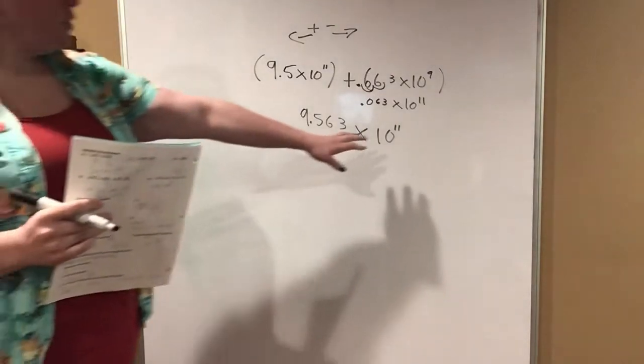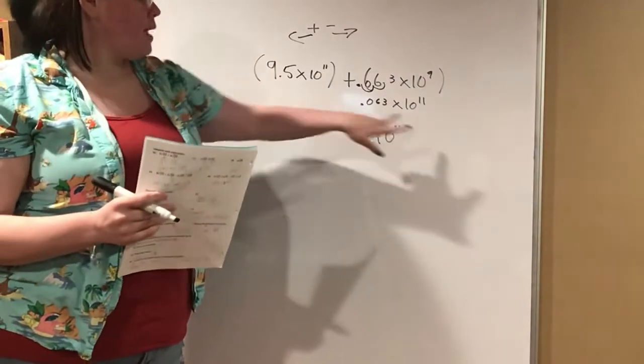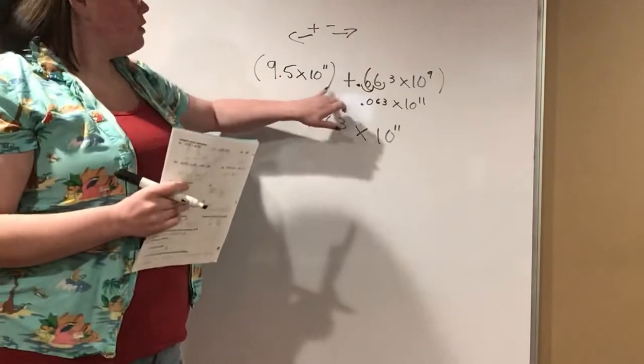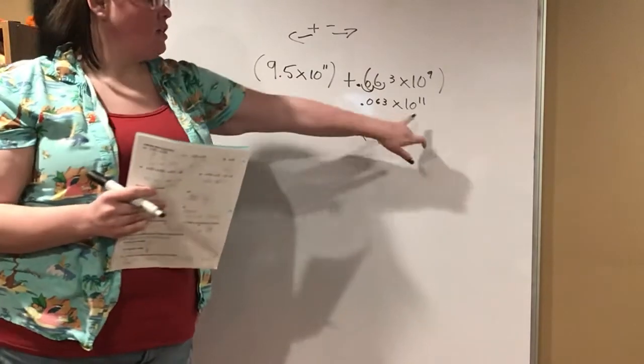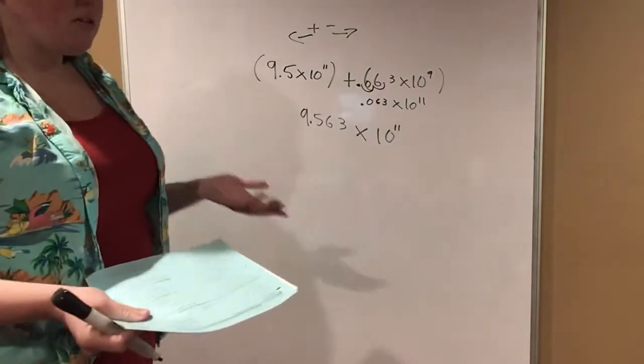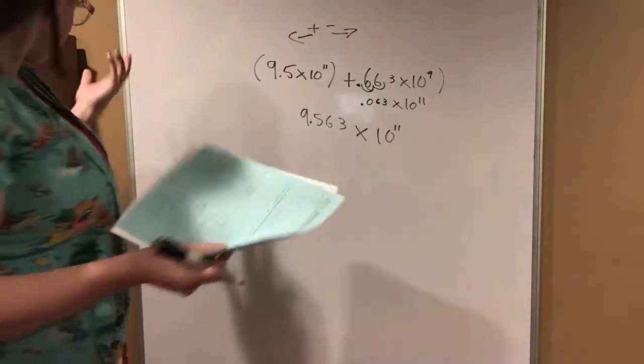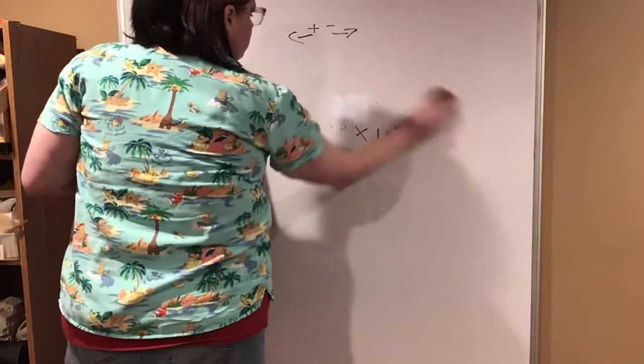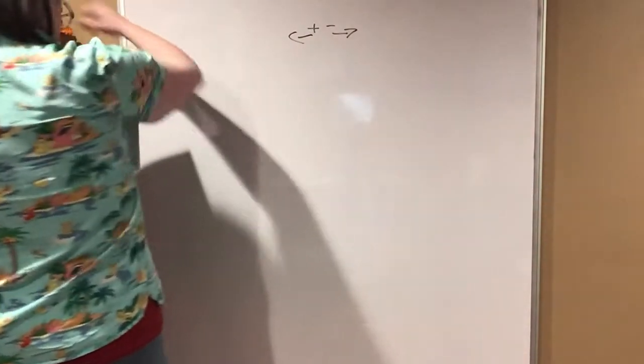We just have to move it to make sure that the exponents are matching. That's the whole goal of scientific notation, adding and subtracting. You have to make sure that these are going to match. You can't not match them. It's kind of a rule when you're adding and subtracting. So let's find one that's a subtraction, shall we?